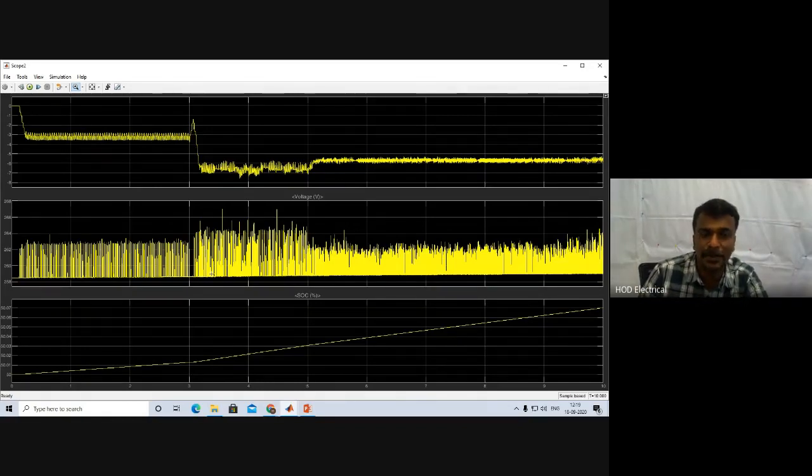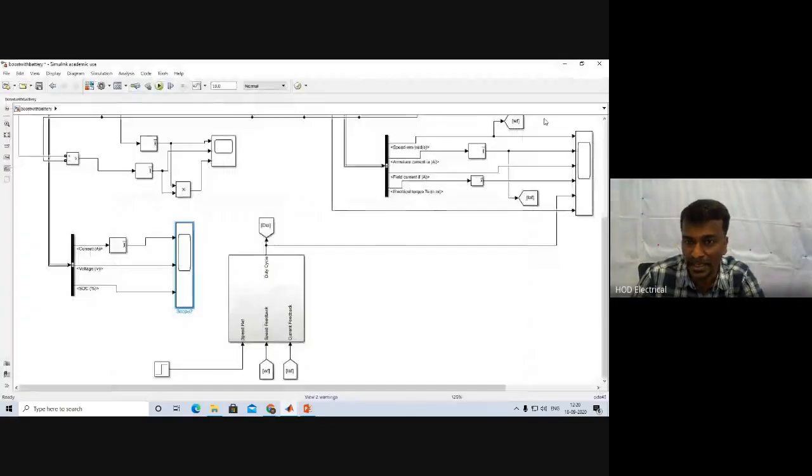This is the current waveform and voltage waveform of the battery. Initially -3 amps, then at this time I have reduced the load, but the speed is increasing. That is why power is increasing from this stage onwards. Then in the third region, I have increased the speed, so automatically the current is also increasing. The output power from the generator is increasing.